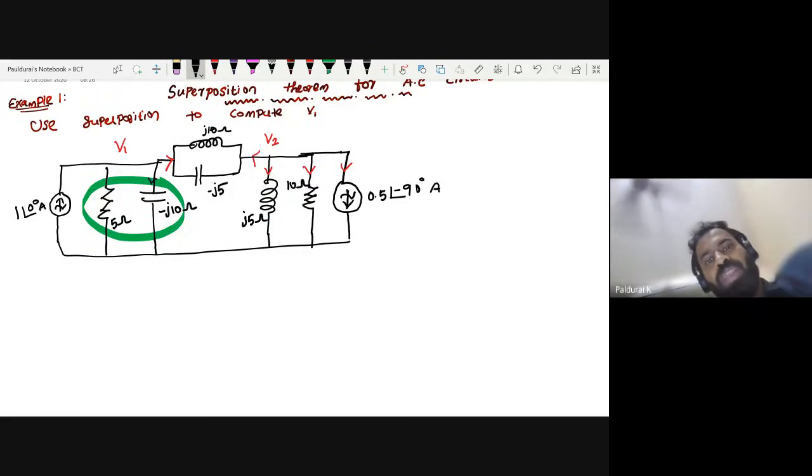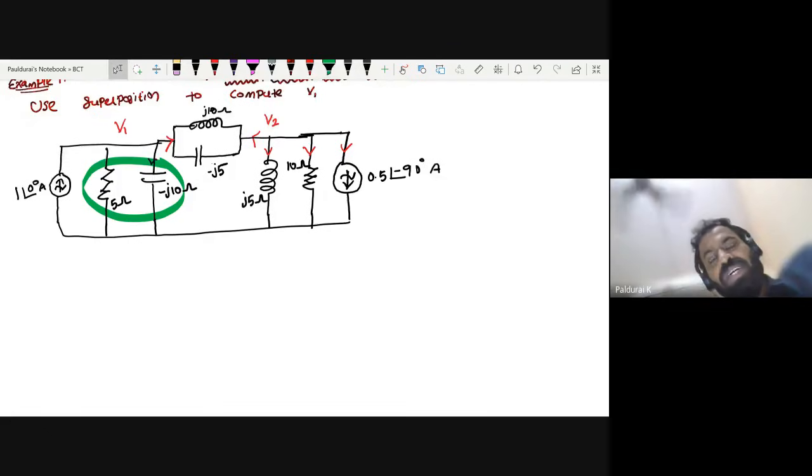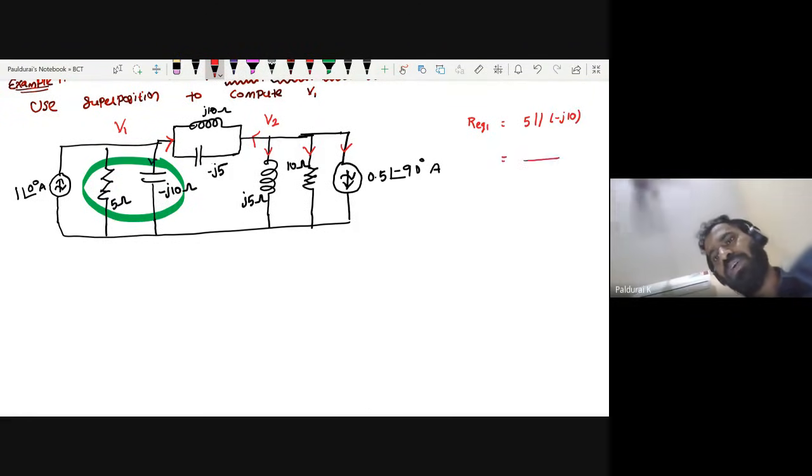Now take this first parallel configuration. I want to draw the equivalent circuit diagram. I want to reduce this diagram by using network reduction. You know, if two resistances are connected in parallel, then what is the equivalent resistance? So now here, what is the equivalent resistance? Take some R equivalent 1, 5 parallel with minus J10, right? So what is the formula? As usual formula, R1 into R2 divided by R1 plus R2. So what is this? Minus J50 divided by 5 minus J10.